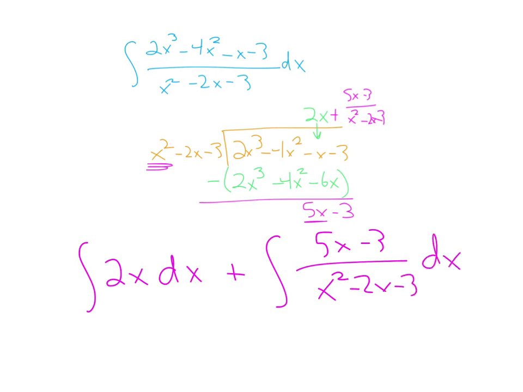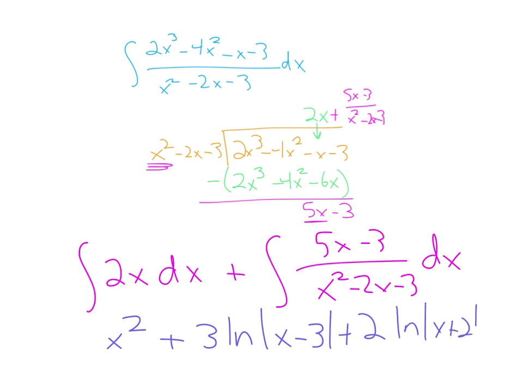2x, that's just x squared. And then the 5x minus 3, that was the first problem I did. So that was 3 times the natural log of |x - 3| plus 2 times the natural log of |x + 2| plus c. And we are done. Oops, by x + 2, I mean x + 1. There we go.